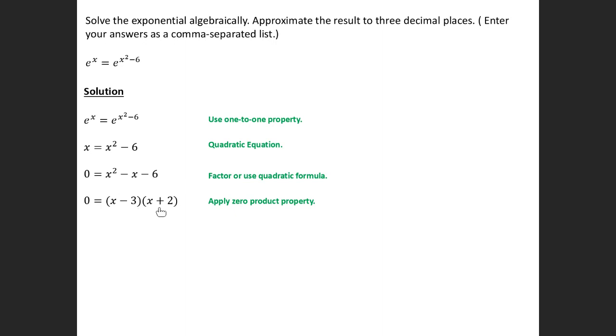So x minus 3 times x plus 2. And then I can set each factor equal to 0 and solve for x. So x equals 3, x equals negative 2. Okay. So again, I'm highlighting the one-to-one property.